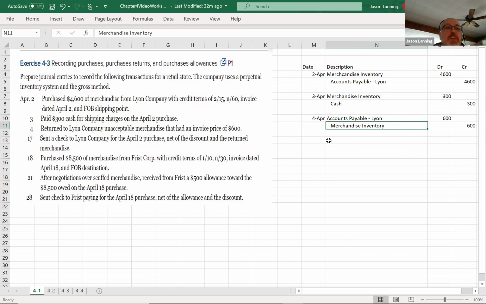Okay. So now we've got April 17th as our next one, 4/17. We're sending a check, so we're paying for the April 2nd purchase, and it has net of discount. Our terms are 2/10, net 50 or 2/15, net 60. So we do get the 2% if we pay by the 17th or sooner. We do pay it on the 17th.